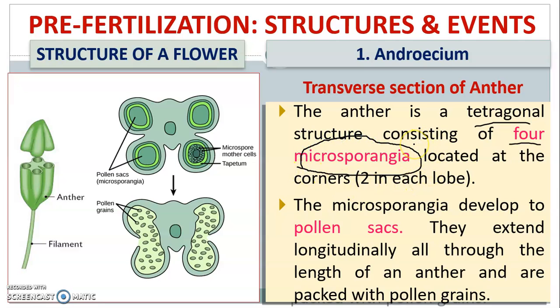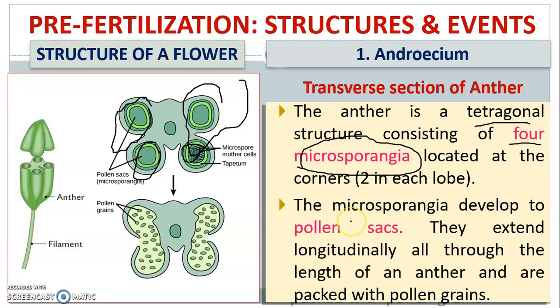So these four microsporangia are located at the corner of the anther. So this is the microsporangia, right? This is microsporangia, microsporangia, and microsporangia. So these are the four microsporangia sites which are present at the four corners of the anther.